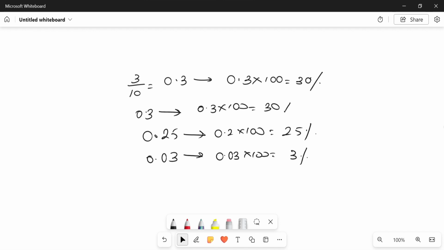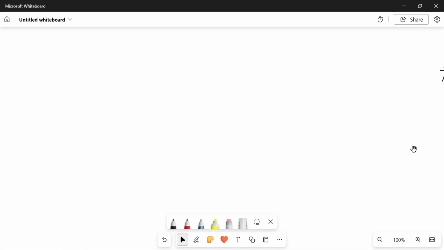Now, let us see if a percentage is given, how to convert them to fraction. This is a vice versa process. Now, 30% means we know out of 100, 30. So, if you simplify this, 3 over 10. So, 30% is 3 over 10.